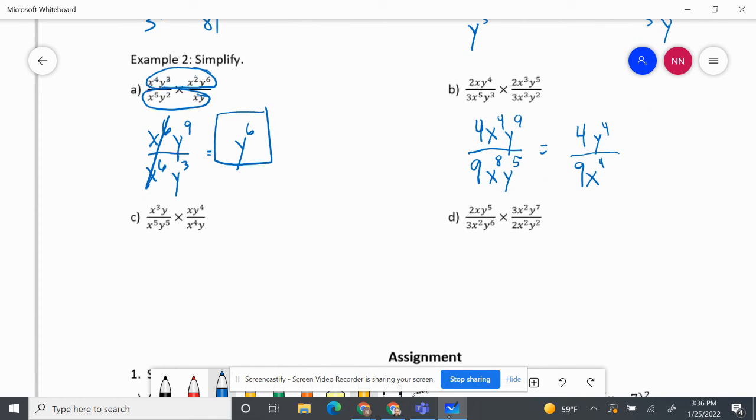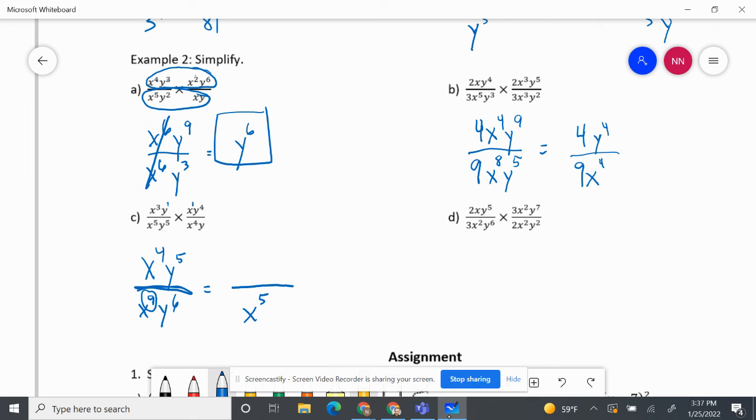Letter C, when I multiply, I add the exponents. 3 plus 1 gives me 4. 1 plus 4 gives me 5. 5 plus 4 gives me 9. 5 plus 1 gives me 6. Now, whenever I divide, I subtract the exponents. Notice I have more x's in the denominator, so I put the x in the denominator, and there are 5 more.